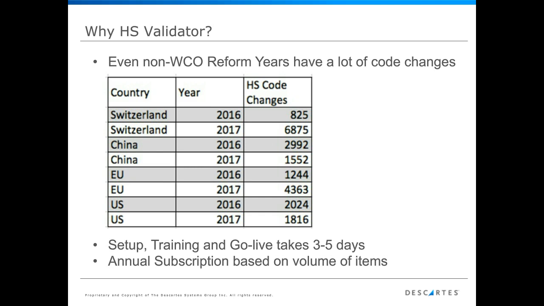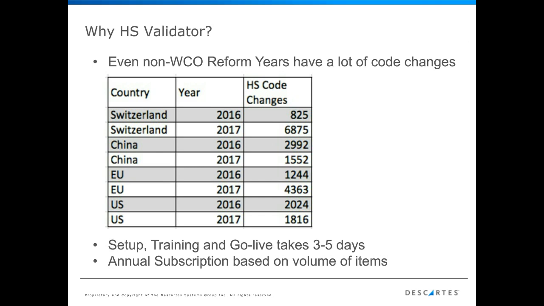As you can see in this chart, even in the non-WCO reform years, there are a lot of code changes that take place throughout the year. The chart shows in 2016, that's the gray highlighted numbers, that's 2016. That's a non-reform year. So for example, in Switzerland, there were over 825 codes that changed during 2016. In China, over 2,900. The European Union had over 1,200 code changes. And in the US, we had over 2,000 code changes. Some of that may be bumping into the 2017 reform year, but it's a lot of code changes.